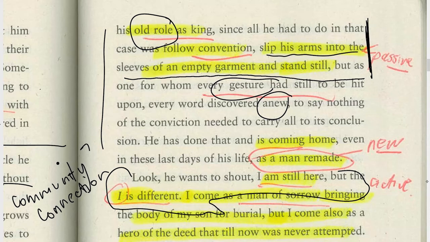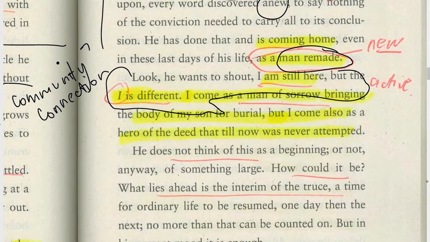Now every word has to be discovered anew, and he's done this, and now he is coming a man remade. So he is new. And I love this quote here. Look, he wants to shout, I am here, but the I is different. I come as a man of sorrow, bringing the body of my son for burial, but I also come as a hero of the deed that till now was never attempted. So I am new. I am remade.